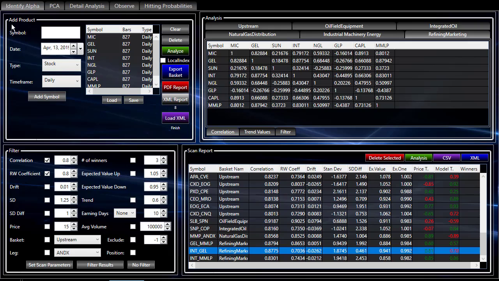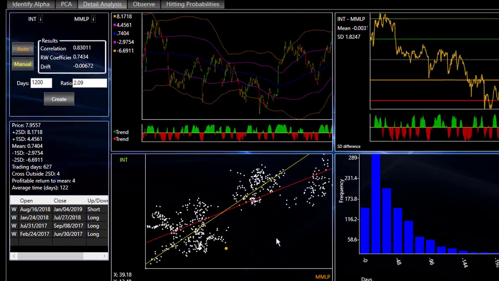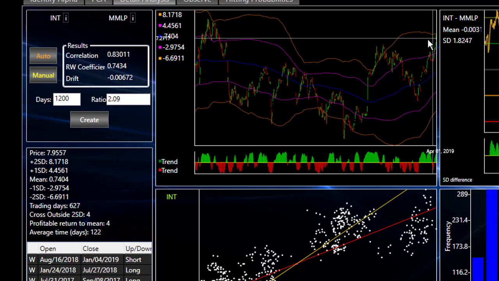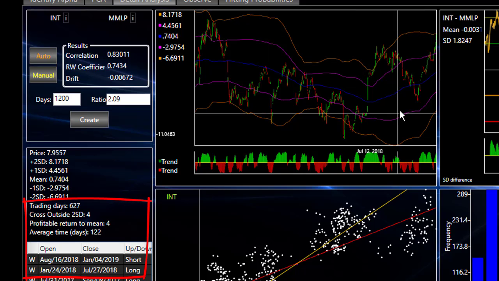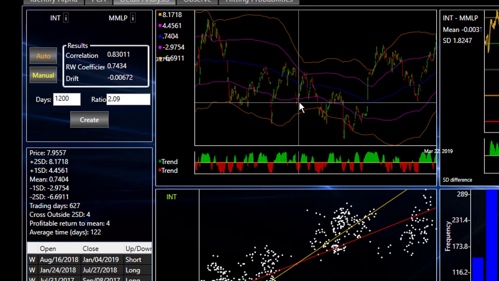Let's look at a second one. The same front end, INT, MMLP on the back side. Not quite as good of a picture. It's not quite to the second standard deviation. It also has a perfect track record, however. It looks like the motion has been a little bit larger, and it's overall a good picture.